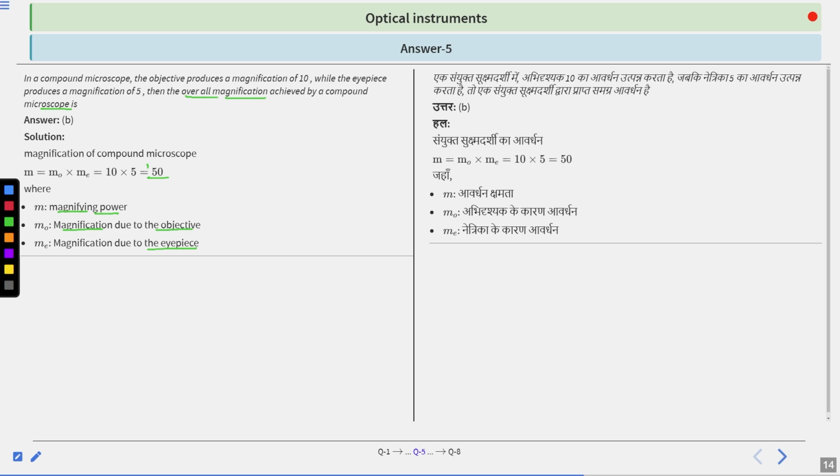Clear? 50 is the overall magnification achieved by the compound microscope. So which one is the correct option? Option B is correct.